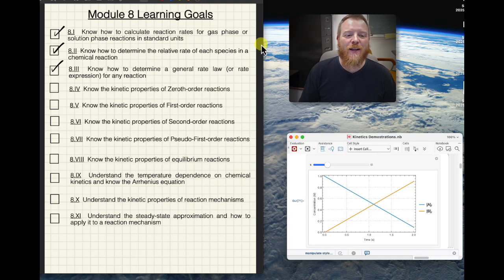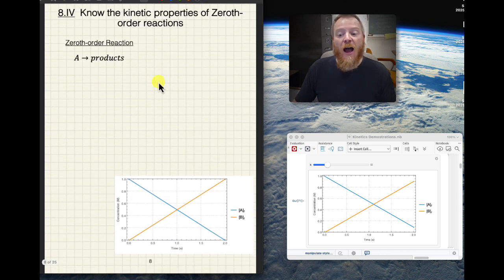Okay, folks, let's get into these specific reaction order types. So with Learning Goal 8.4, we're going to get into the properties of zeroth order reactions. And you notice here I've got a little Mathematica demonstration for us, both a static plot and a manipulate plot. So in a zero order reaction, there is no concentration dependence on rate.